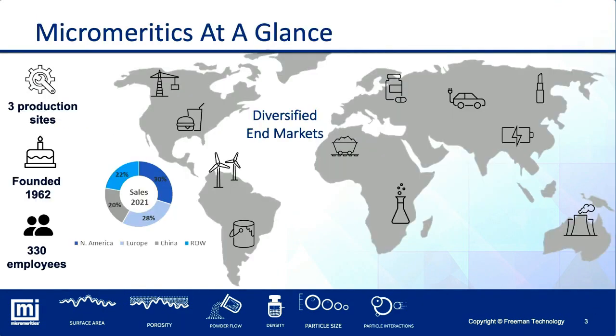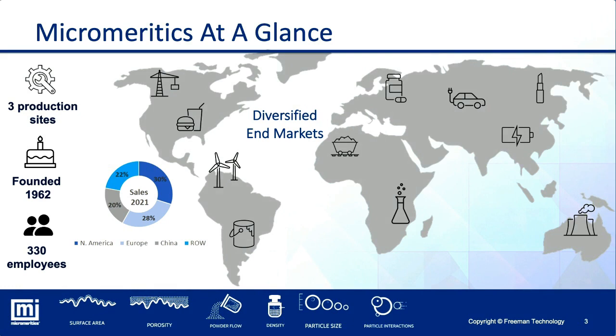Okay, before we get started on the FT4 and how it can be used in the battery space, I want to give you a little bit of an overview about Micromeritics. We've been around for almost 60 years. We have 3 production facilities, some in Europe as well as in the United States, and have over 330 employees as well as distributors around the world.